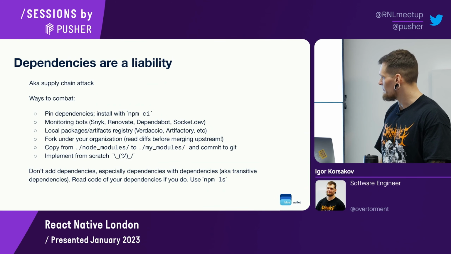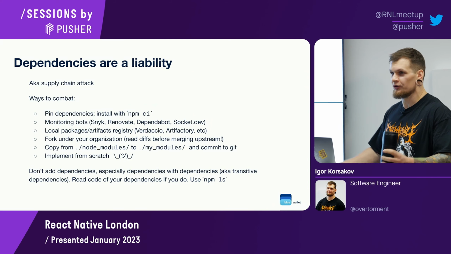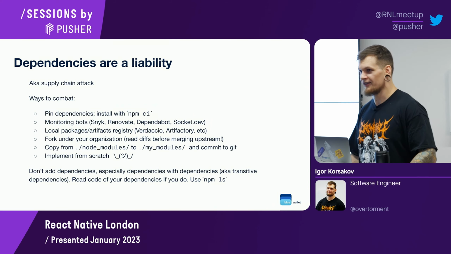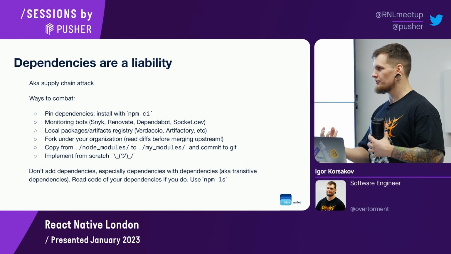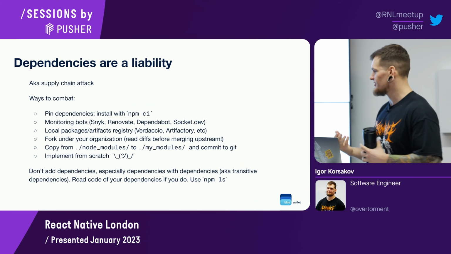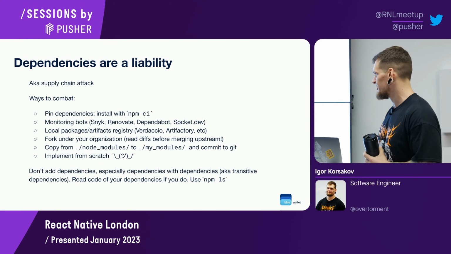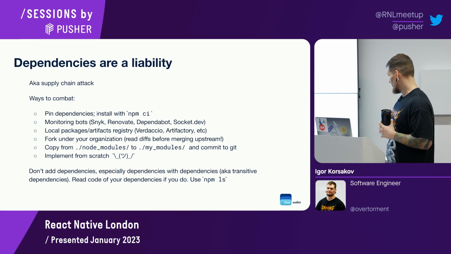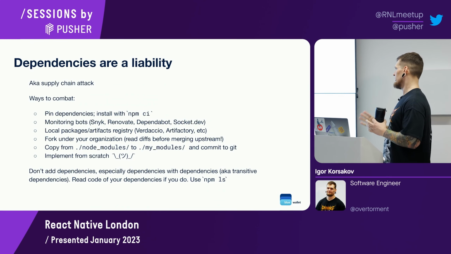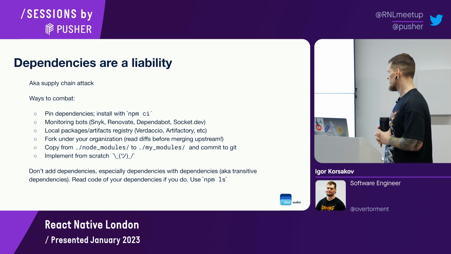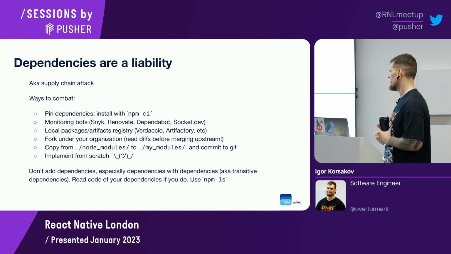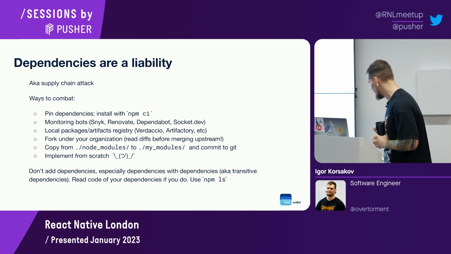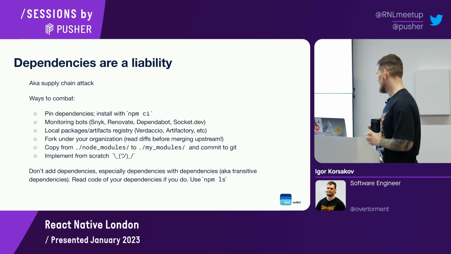Or I might be so bold, just don't use dependencies. Implement everything from scratch. Well, not everything, but if you need like 10 lines of code, don't use dependency. Just write these 10 lines of code. You'll be safer in the long run. But if you really, really, really need to add dependencies, please try to use dependencies that don't have other dependencies. This is called transitive dependencies.